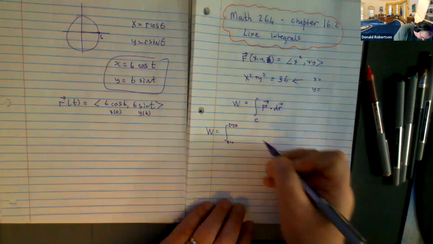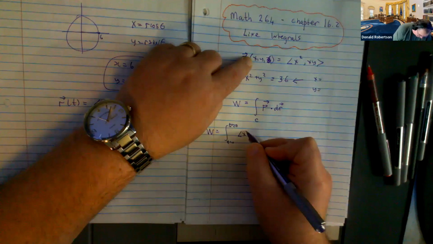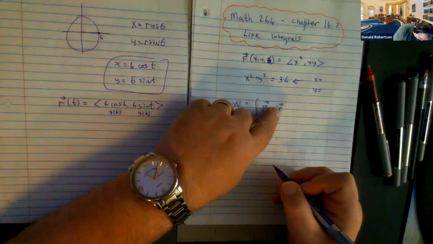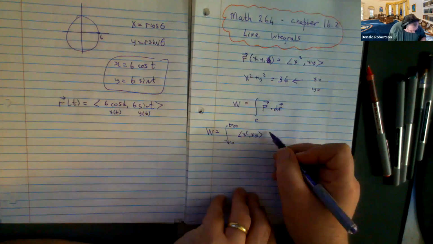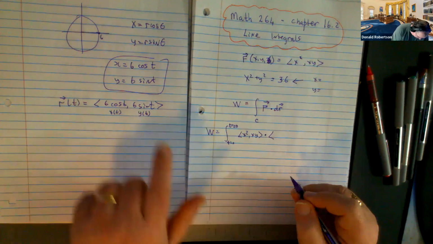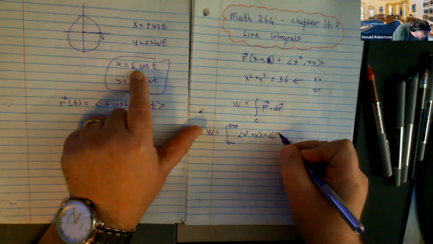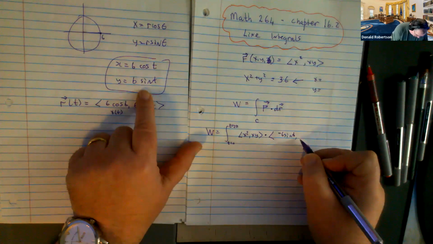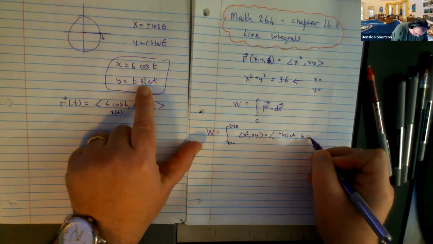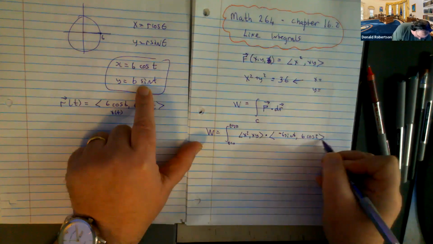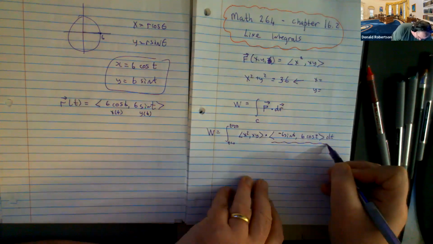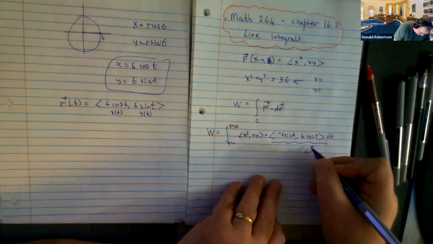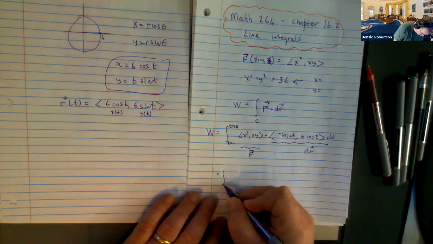F is going to be x squared, xy. And this guy here is basically the derivative of this with respect to t, which is negative 6 sine t, comma, the derivative of this with respect to t, which is 6 cosine t, dt. So that chunk there is basically what dr is equal to, and this chunk here is what F is equal to. So it's going to be from 0 to 2 pi.